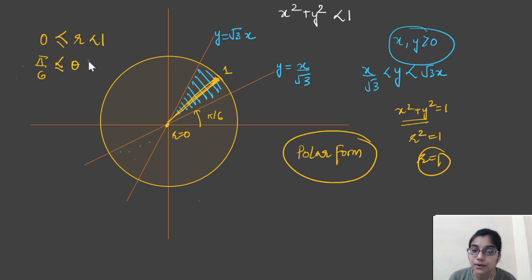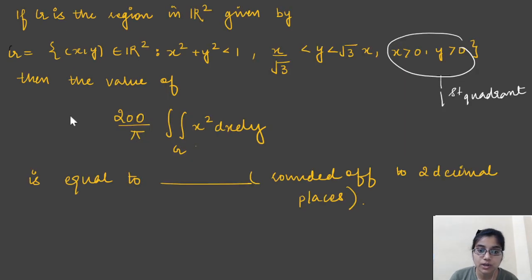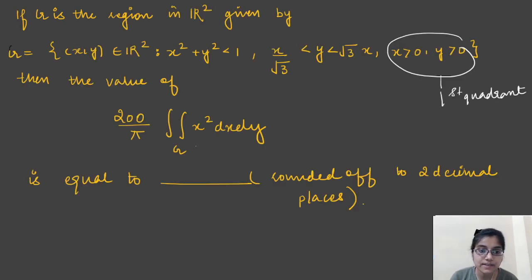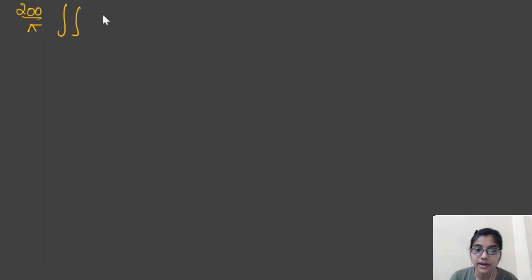We are going from pi by 6 to pi by 3. And now we have the limits and we can solve the question very easily by applying the limits. So now we'll see after keeping the limits in the question. The question was 200 by pi, and then here we have x square dx dy. Let me just write down, this is your x square dx dy.